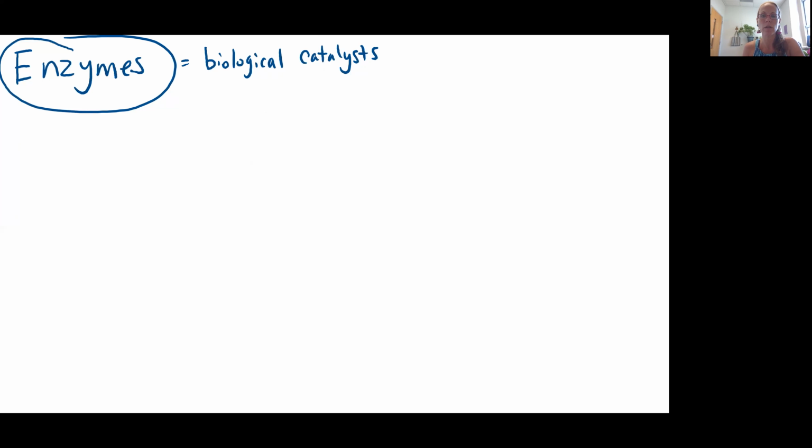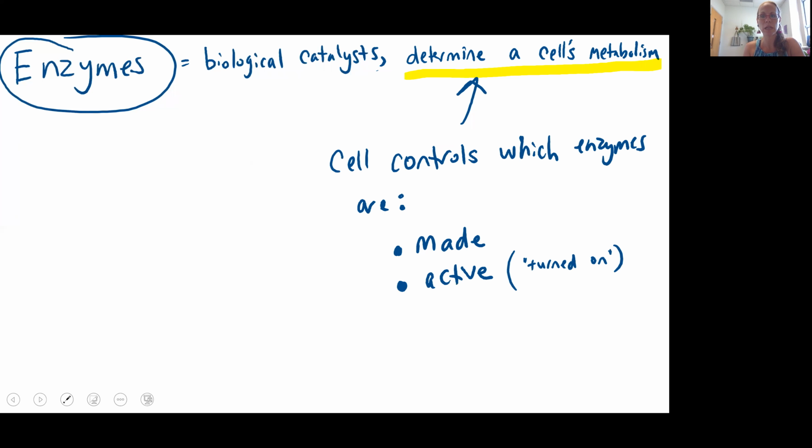So we typically draw them above the arrow of our equation. And essentially, they are speeding up the rate of our reaction so that it doesn't take years to happen, but it does happen safely in the cell as well. These enzymes are going to determine a cell's metabolism. So in order for a chemical reaction to occur, you have to have a specific enzyme there for that reaction. Remember, metabolism is both anabolic and catabolic reactions.